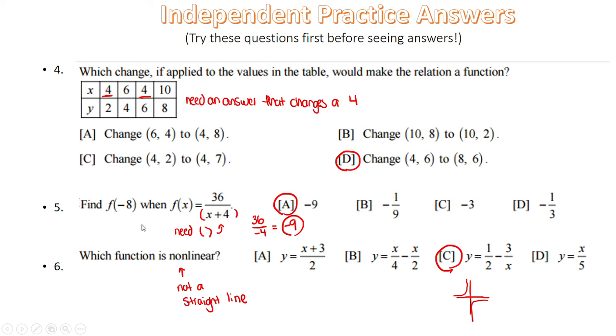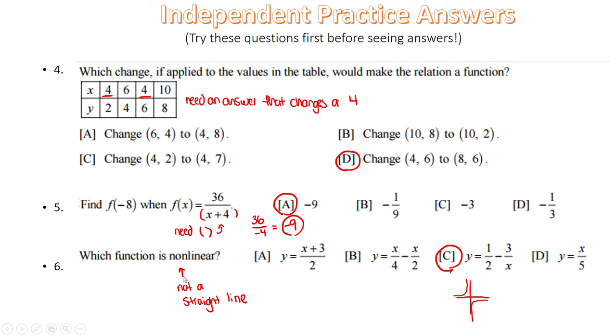On 5, we can plug in -8 for x. Just make sure you put an extra parentheses in the denominator here because there's 2 terms. And then -8 plus 4 comes out to be -4, or if you just straight type it in your calculator, you should have -9 as your answer.